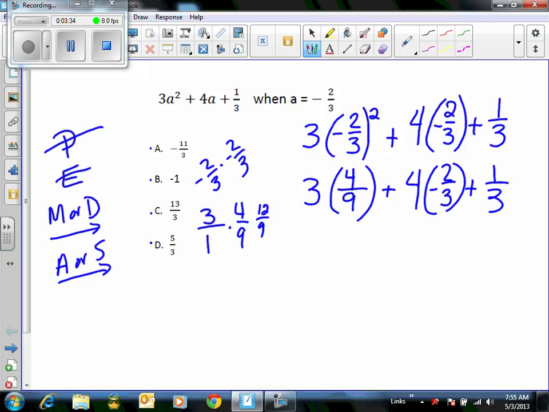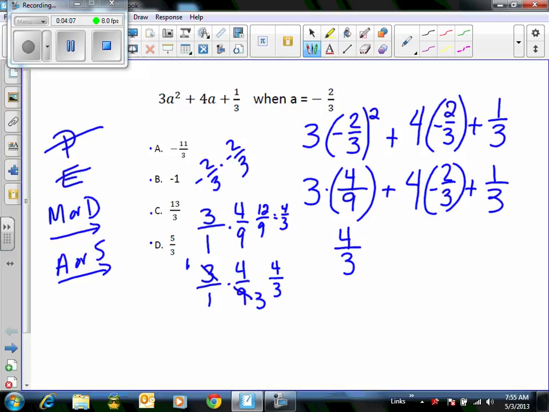Another way that we can do this is cross-reduce before we multiply. 3 goes into 3 once, 3 goes into 9 3 times, 1 times 4 is 4, 1 times 3 is 3, so 4/3. Still getting the exact same number, there's just two different ways of figuring out how to do that. So I'm going to say 3 times 4/9 is 4/3.